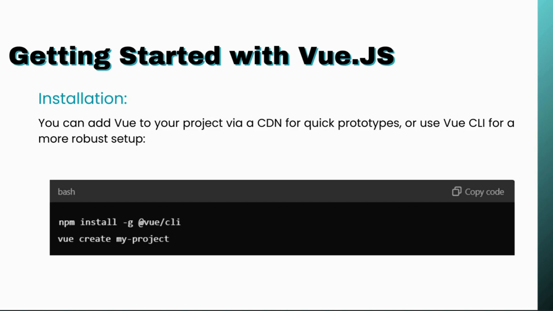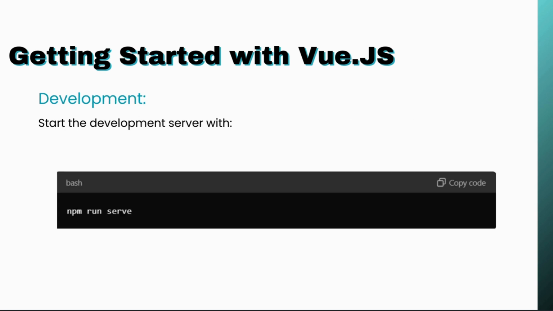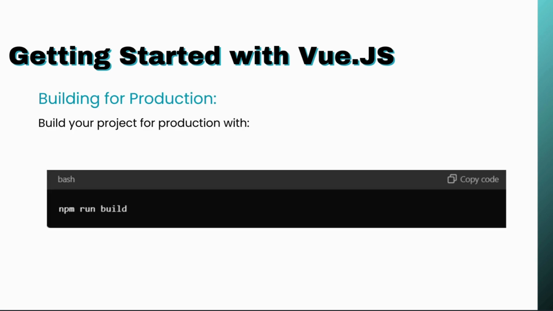Getting started with Vue.js is easy. You can add it to your project via a CDN, or content delivery network, if you just want to try it out, or you can use Vue CLI for more serious projects. Vue CLI will set up everything you need to start coding and managing your project effectively.